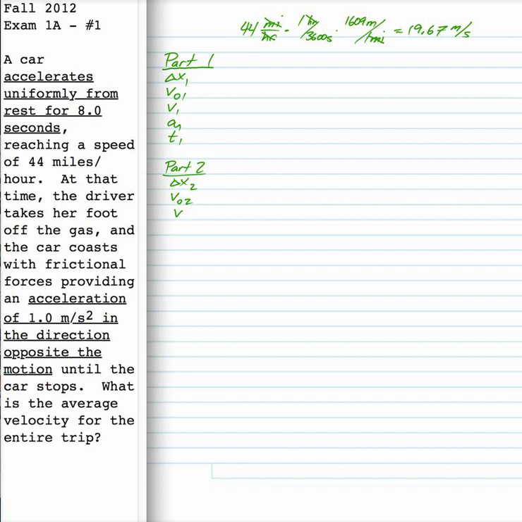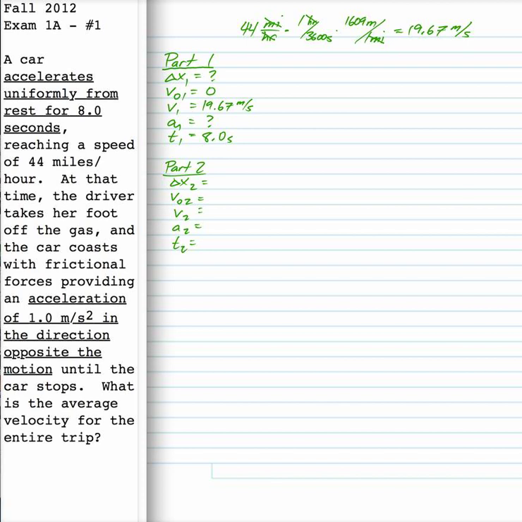Okay, if you haven't already done this and written down what you're assuming and what you don't know, then you should pause the video and fill in these two tables with everything you can before we go forward. Okay, so I'm going to start with part 1. We don't know the displacement. Starts from rest, reaches a final speed of 19.67 meters per second. Acceleration is not given. The time is 8.0 seconds.